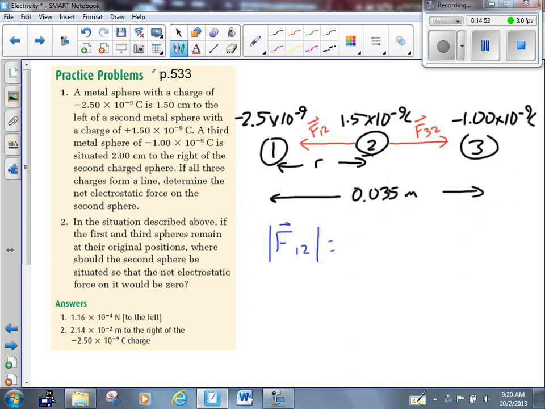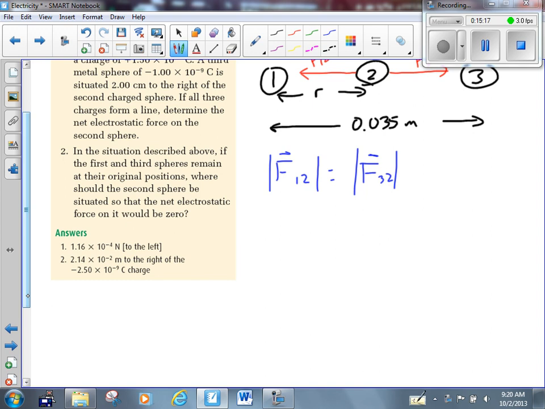F12 is equal to F32. Now, this is not a huge deal, but technically we should put the absolute value signs around it, because in the end, those two forces aren't equal, right? One's to the left and one's to the right. But the magnitudes are equal. Now, if you don't put that absolute value sign, you're probably still going to get the question right, as long as you do everything else right. But we'll try to write it correctly here anyways.